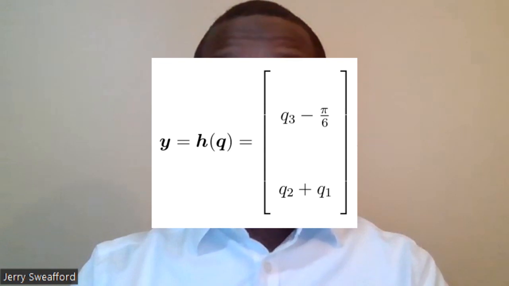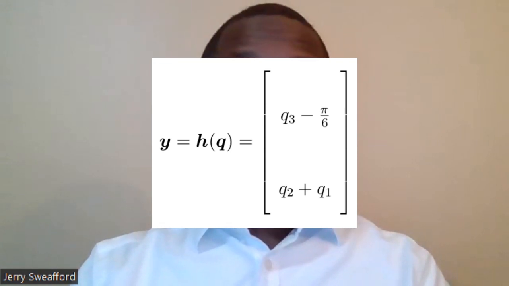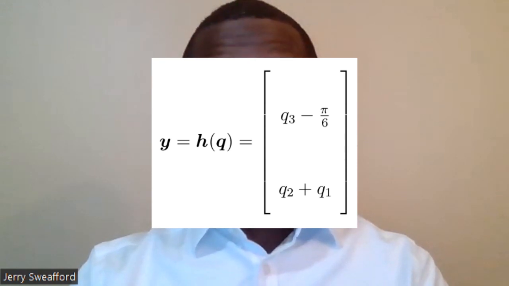The first output is torso regulation. We set the desired torso angle at 30 degrees. The second output is to move the swing leg such that it mirrors the motion of the stance leg. These outputs are expressed below as vector y, which we define as a function h of robot angular position q.